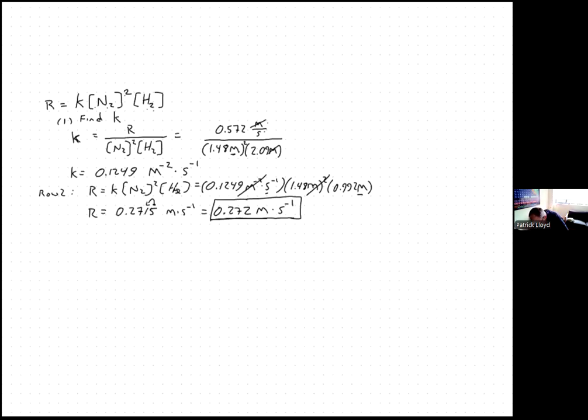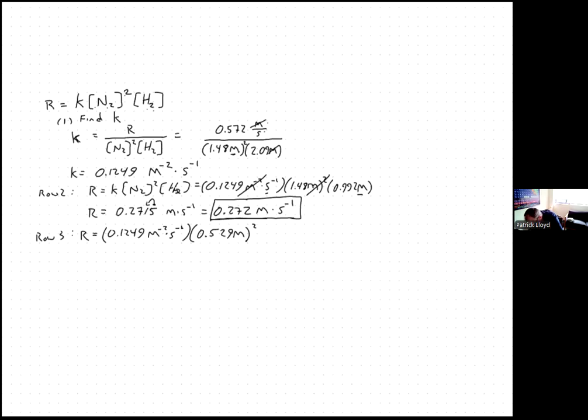And then for row 3, they just ask us to do the same thing. It's really the same exercise as row 2. We just want to find the rate. So k, again, is 0.1249 M to the minus 2, s to the minus 1. That little dot means times. And then I'm going to put the concentrations in. Now the concentration is smaller for the N2. Quite a bit smaller. So that's going to make it slower. The lower the concentration, the slower the reaction will be.